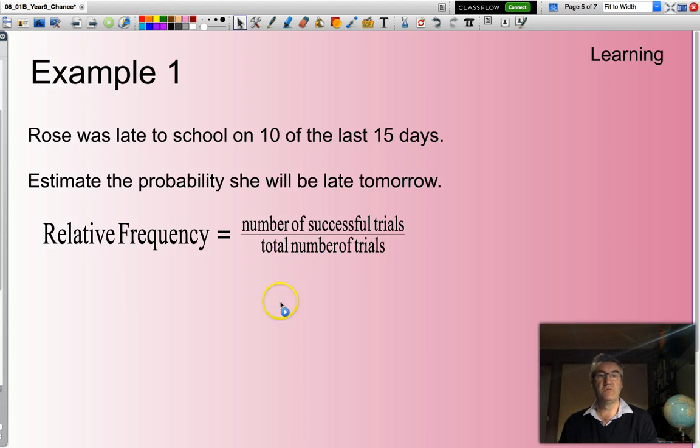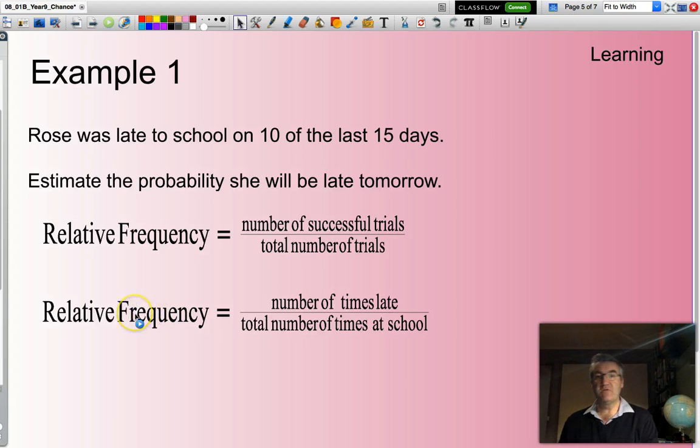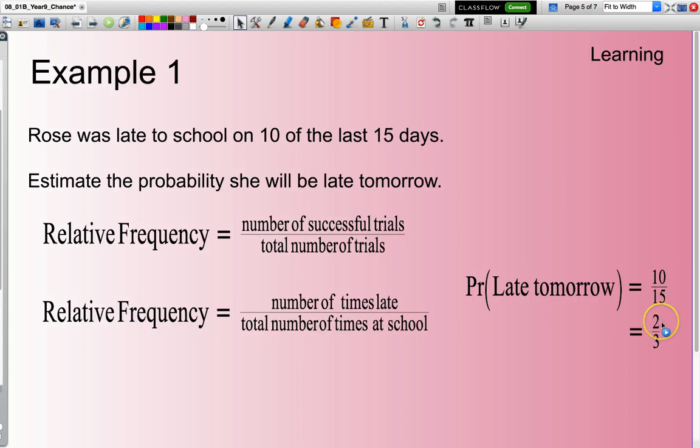So, the relative frequency is the number of times Rose has been late, divided by the total number of times she has attended school. And there you go, the probability that Rose will be late tomorrow equals 10, because she has been late 10 of the last 15 days. So 10 out of 15, which equals 2/3.